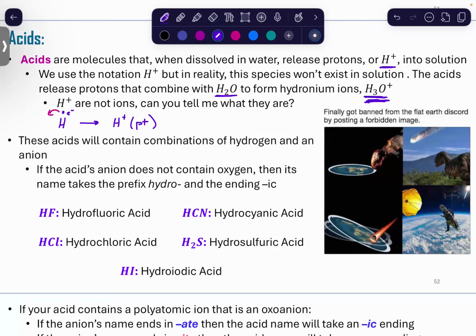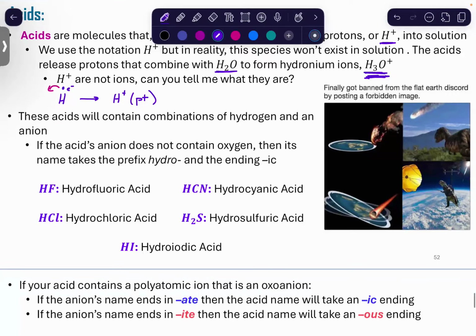The first group of acids we're going to be looking at, you'll notice they all have a hydrogen and an anion. When your anion is not an oxoanion, the name of your acid is going to take a hydro prefix and an IC ending. The hydro and IC go on the root of your anion. So for example, in HF, your anion is fluoride. The root of that is FLUOR. The fluoride is not an oxoanion, so this has to be hydrofluoric acid.